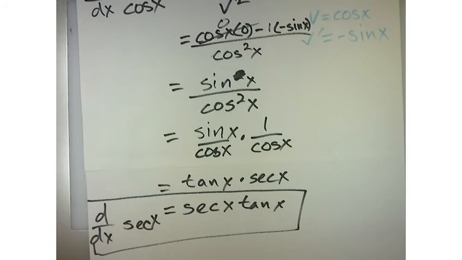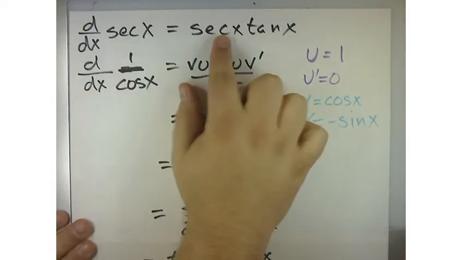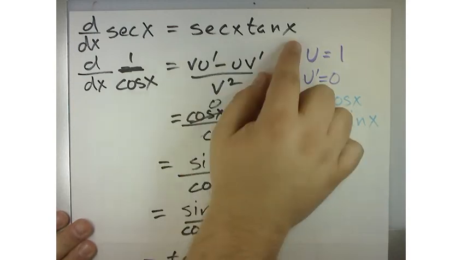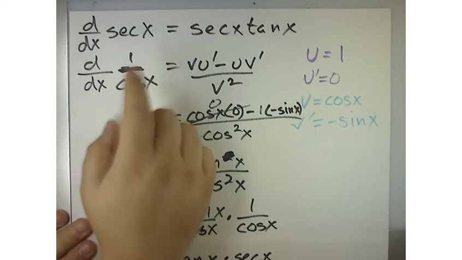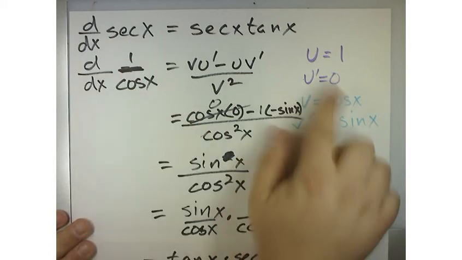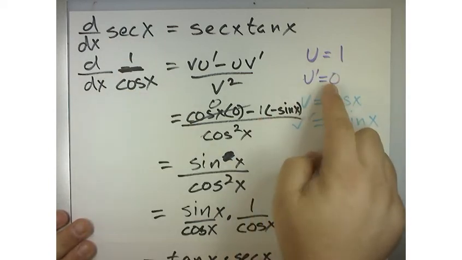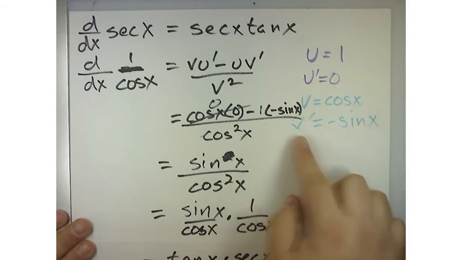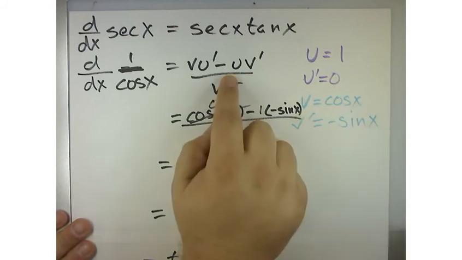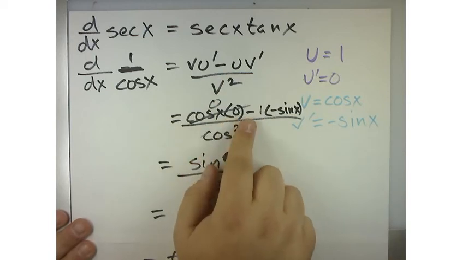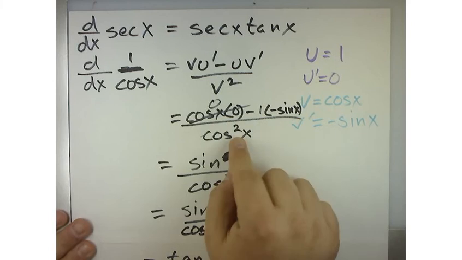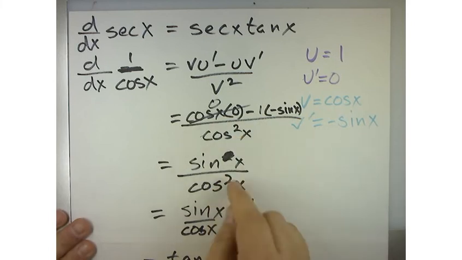Does that make sense? So to recap what we did, we said the derivative of secant of x should be secant tan. So we just did the quotient rule, because secant is really 1 over cosine of x. We let u equal 1, so u prime is 0, then v is cosine of x, and v prime is negative sine of x. Plug it into the quotient rule formula. I get cosine of x times 0 minus 1 times negative sine of x all over cosine of x squared. That yields sine of x over cosine of x squared.